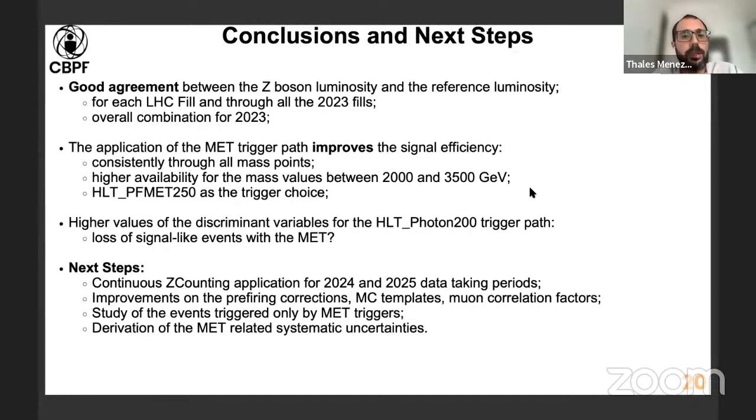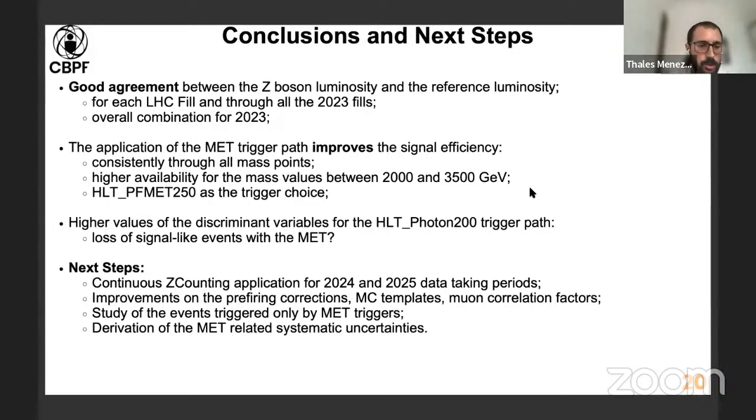But in the magnetic monopole part, you can see that the application of the match trigger indeed improves the signal efficiency and improves the number of events that we have available, and this is consistent across the mass points that we have, especially for the ones between 2.5 and 3.5 TeV. And given the number of events, we can make the trigger choice of using the particle flow match trigger.